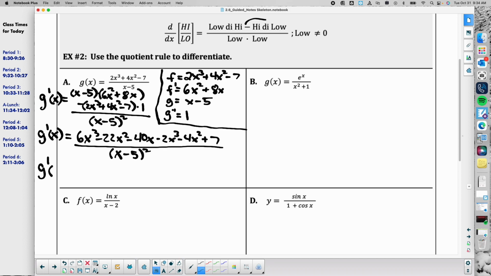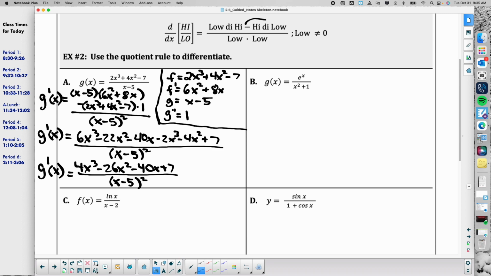And we'll simplify the top together because I don't know if it's going to factor or not. 6x cubed minus 2x cubed will be 4x cubed, minus 26x squared, minus 40x, plus 7, over x minus 5 squared.